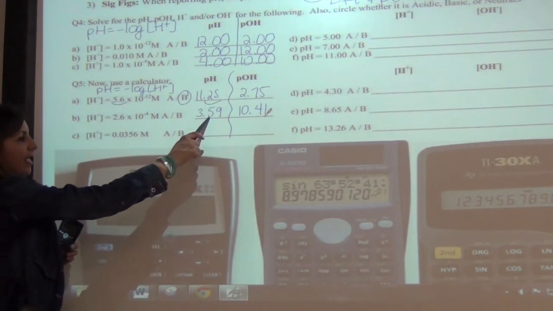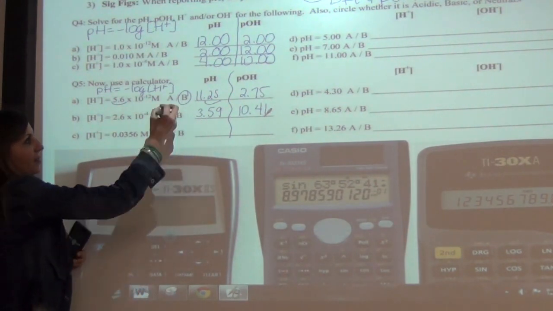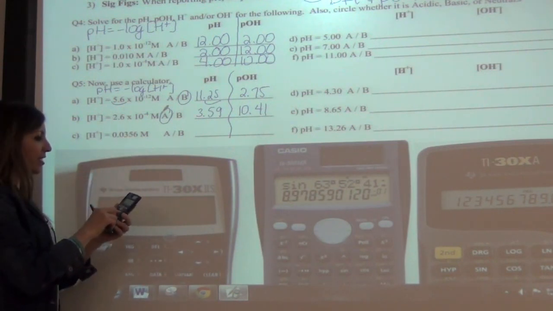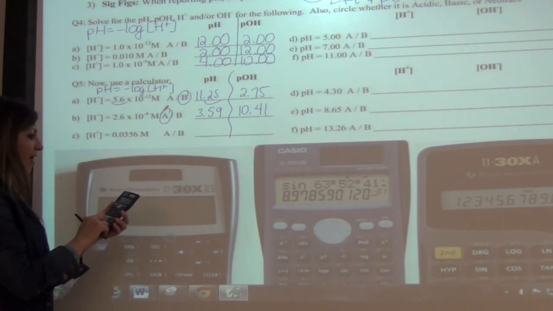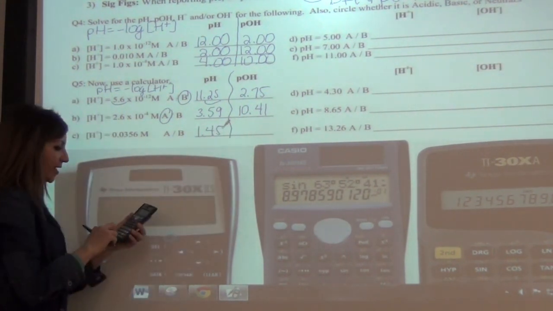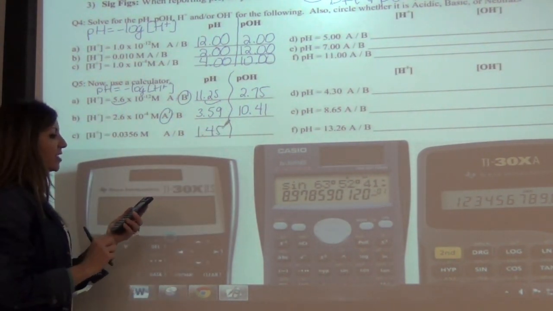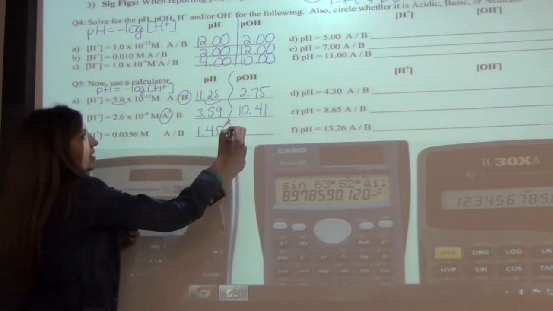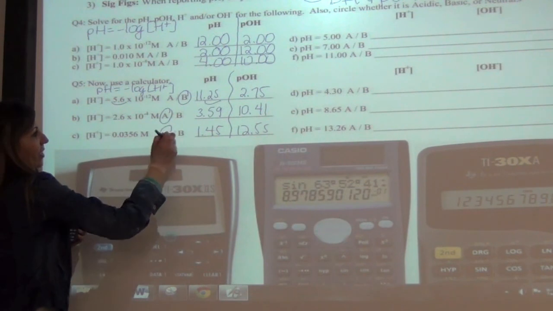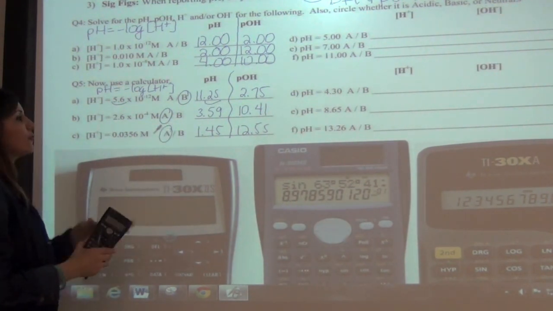Again, we're going to look here, and if my pH is less than 7, then I'm going to call that an acid. And last one here, negative log of 0.0356, and I get a 1.45, and again, if I subtract the number from 14, I get 12.55, and so that again will make it an acid. So those are pretty easy.